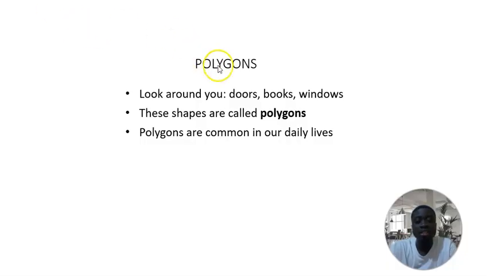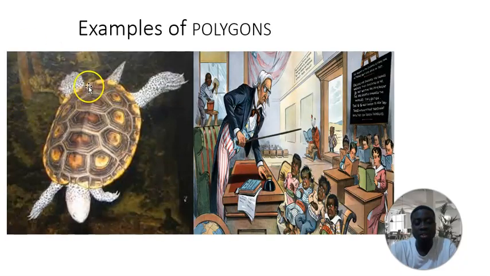So looking at what we mentioned, there is a picture over here. If you look at this tortoise or turtle, you realize that the back has so many designs, and these shapes are all polygons with their respective sides. So we can find polygons here.